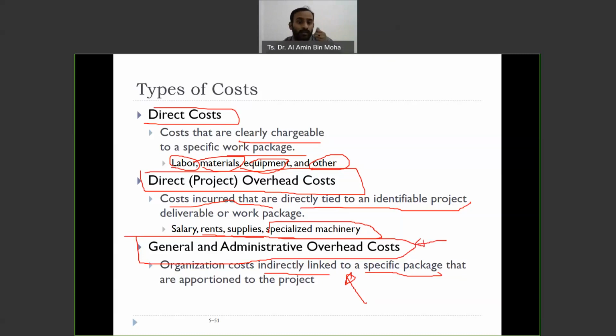How about the security? The salary of the security. He's just standing outside of the company and taking care of the company's security. So this goes here. Somehow it's indirectly linked. Okay, so hope this is clear on this type of cost.